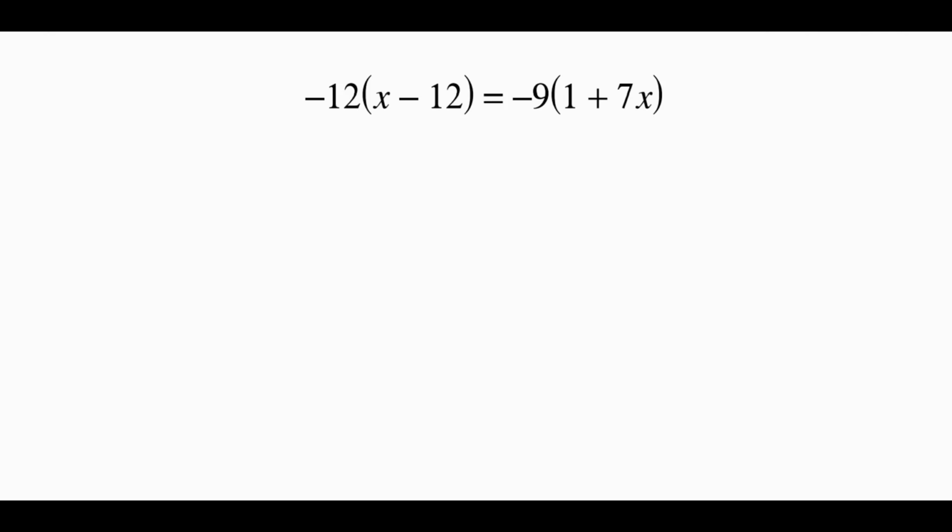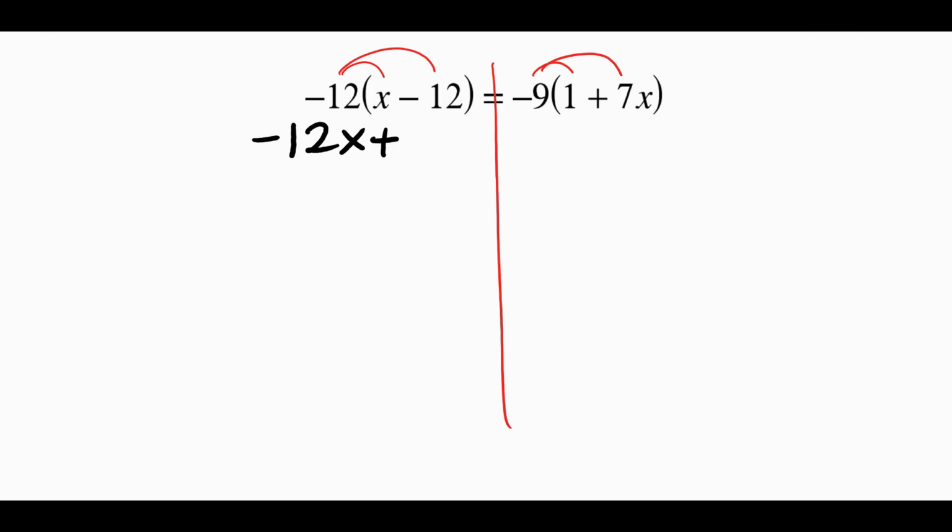Negative 12 times x minus 12 in parentheses equals negative 9 times 1 plus 7x in parentheses. I'm going to draw my line down the center, and I'm going to distribute first. So I have negative 12 times x is negative 12x. Negative 12 times negative 12. A negative times a negative is a positive. 12 times 12 is 144.